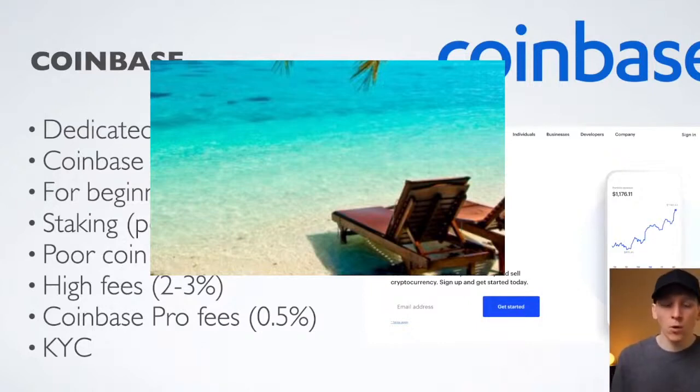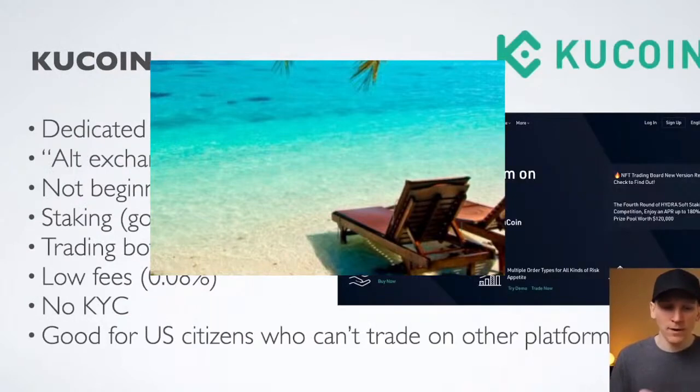You have very poor support when it comes to staking. You also have very poor coin support overall. And the fees are astronomical. You'll be paying 2 to 3% on Coinbase, and on Coinbase Pro, 0.5%, which isn't that great. Coinbase for me is for first timers. If you want to buy Bitcoin and Ethereum with a fiat currency, then just use Coinbase. But if you want to do anything more than that, I would suggest other platforms.